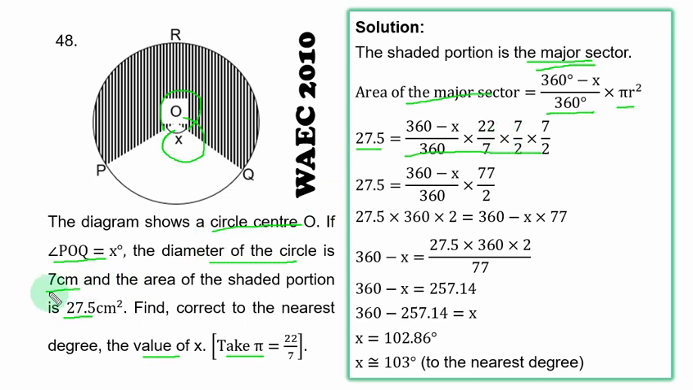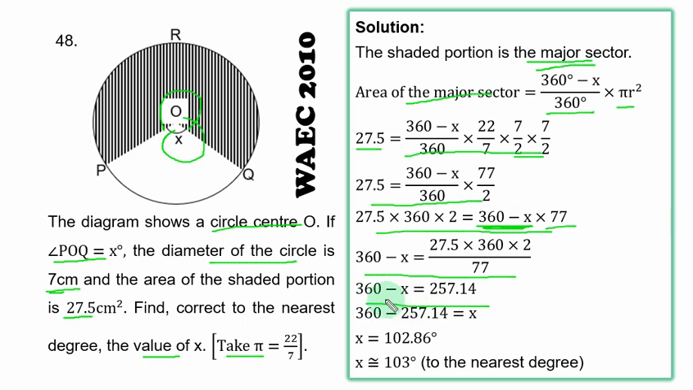Diameter is given as 7. Radius becomes diameter over 2, that is 7/2. Because of the square, you write it twice. When you simplify, you have this result. Multiply through by 360 times 2 to clear fraction. To get this term, divide both sides by 77. You have it in this form. When you divide, you have these results.